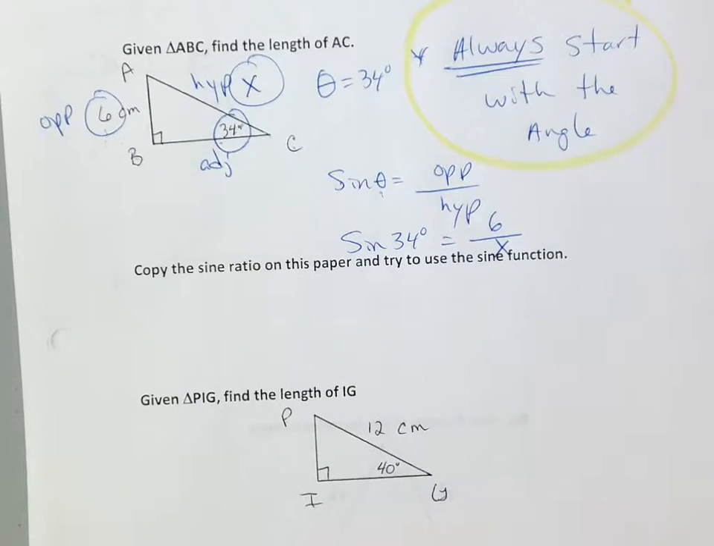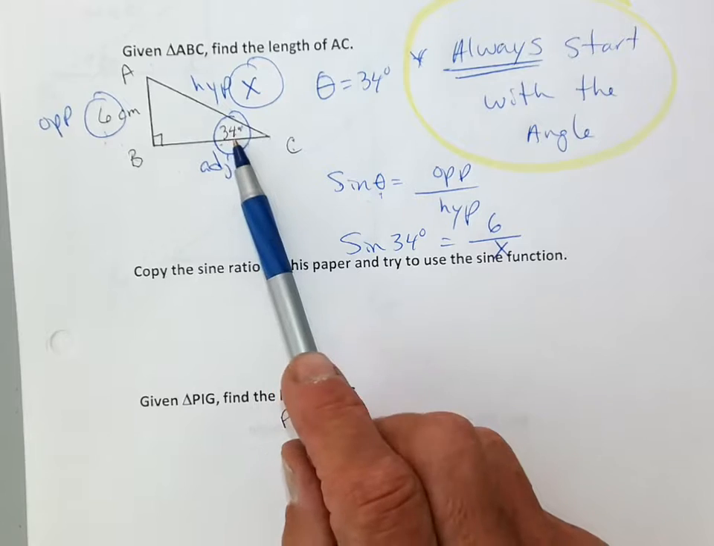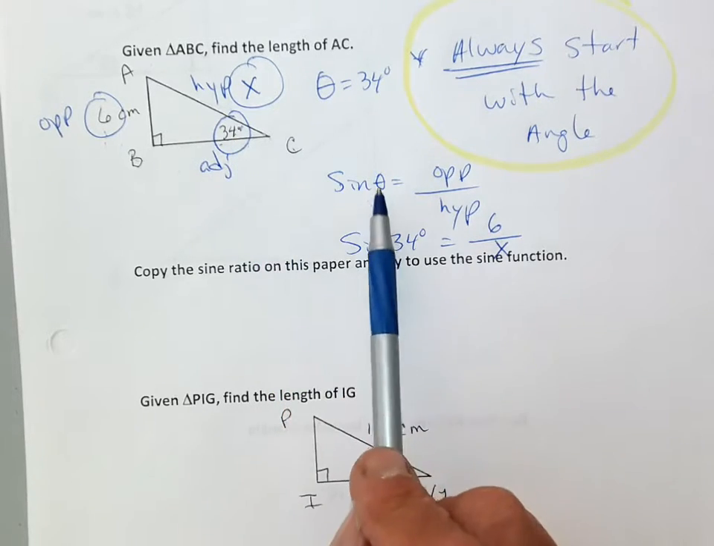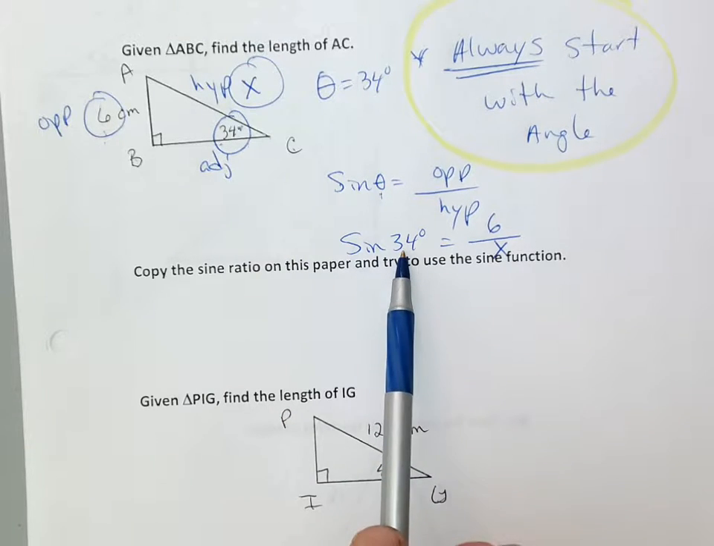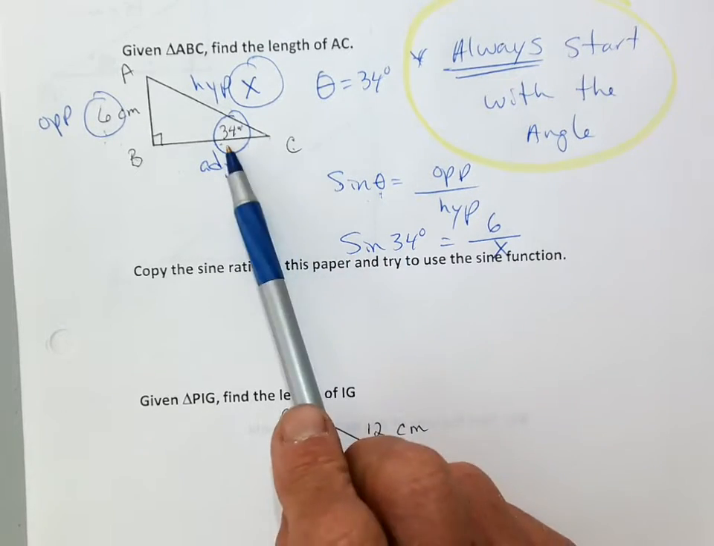What's the theta? It's the angle that we know. So we have 90 degrees, an angle we know, and an X. Instead of writing this symbol, I wrote the angle, which is 34. So the angle goes right there.